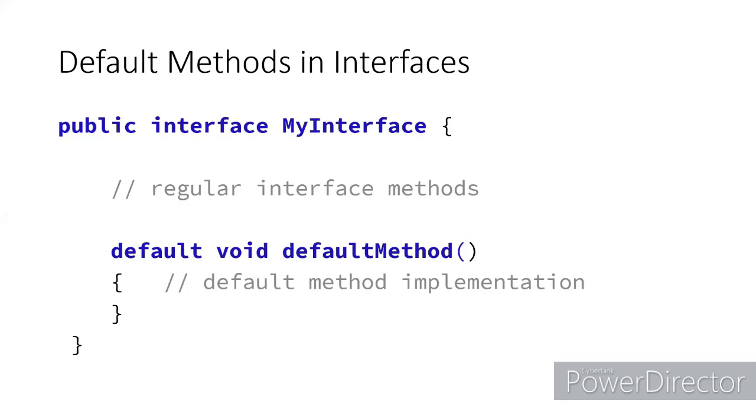Hi friends. So today's topic is default methods in interfaces, static and default methods in interfaces. The default method was added in Java 8. What is a default method? A default method is basically a normal, implemented method that you can add to an interface.